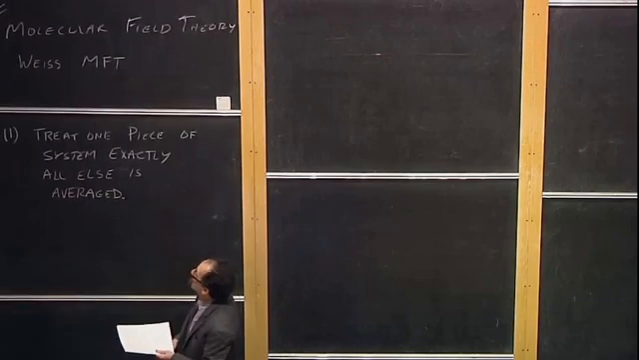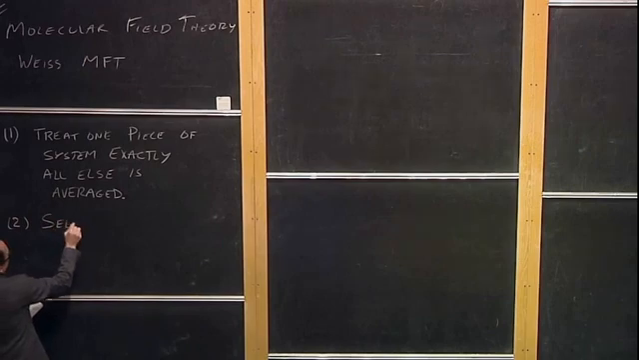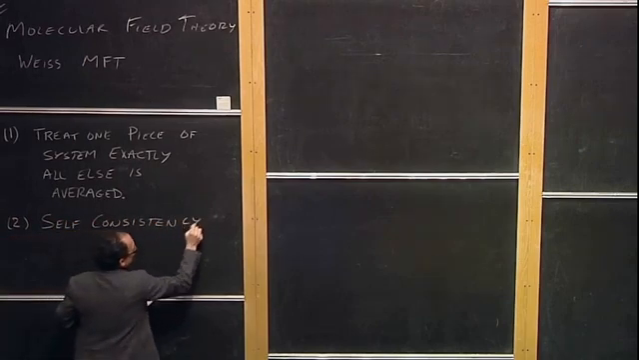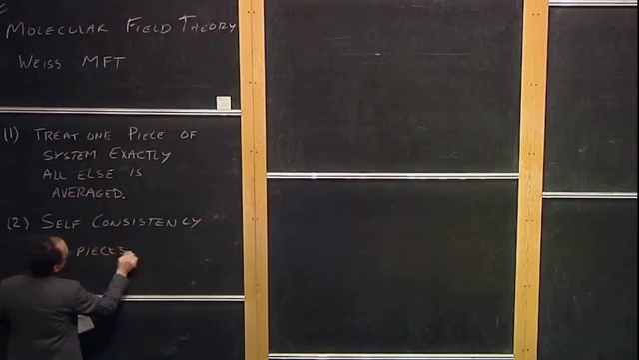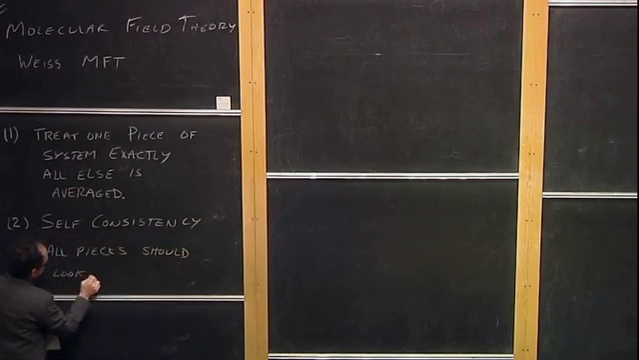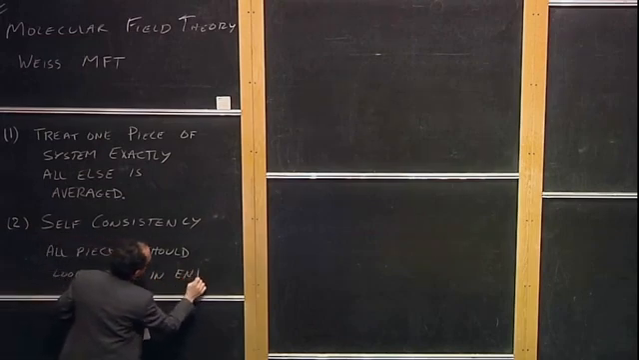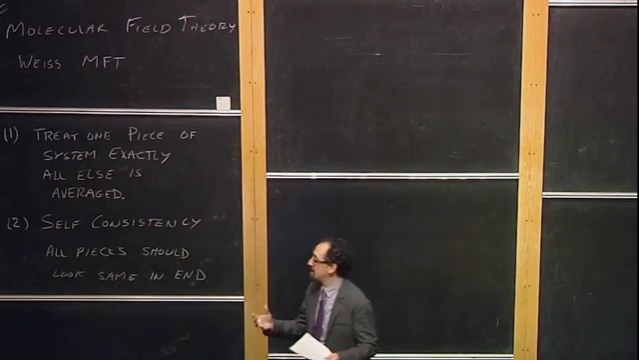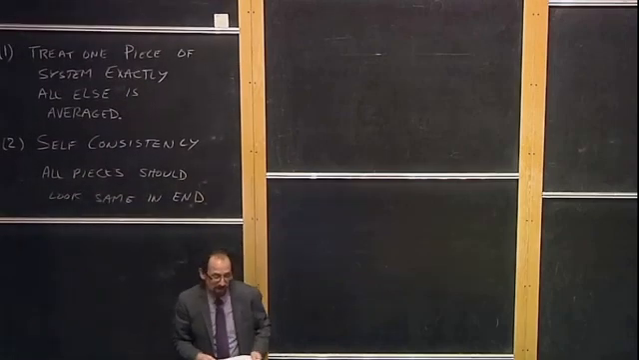The second step of Weiss mean field theory, step 2, is self-consistency, which means all pieces should look the same in the end. So it shouldn't matter which part of the system we focus on to treat exactly. At the end of the day, the whole system should look homogeneous again. There shouldn't be anything special about the one piece we're going to look at.